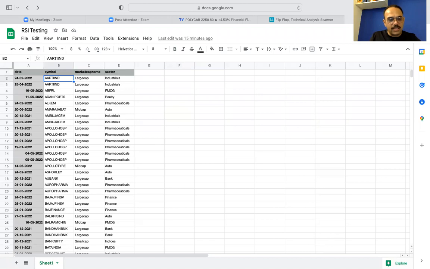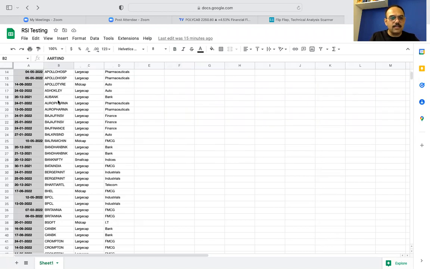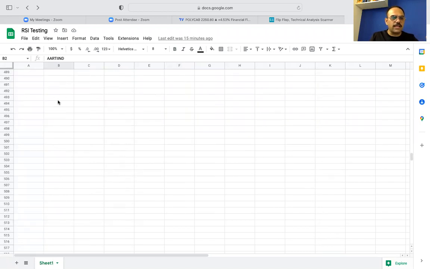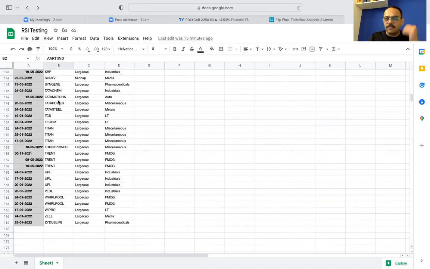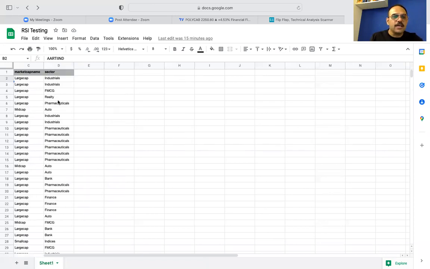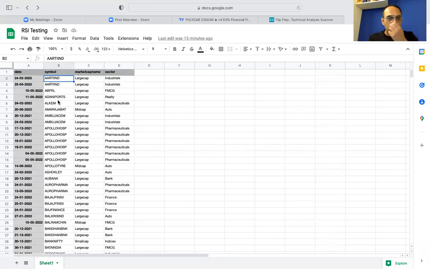And as you can see, there were almost 160, 170 opportunities in 9 months itself, right? So there are ample opportunities also in this trading strategy. So let's go and understand it first.